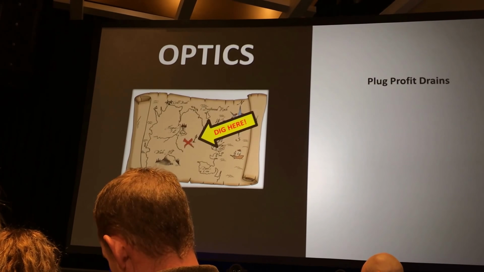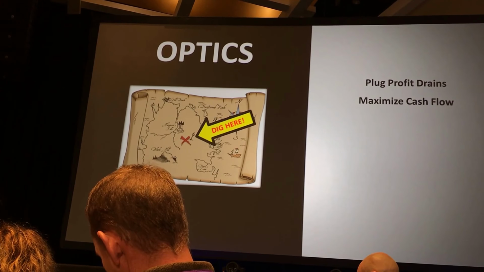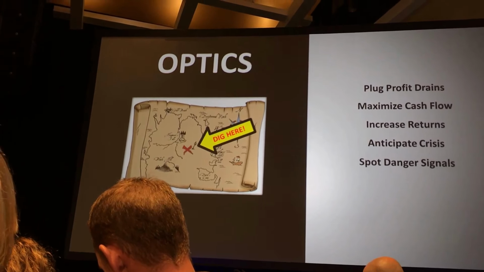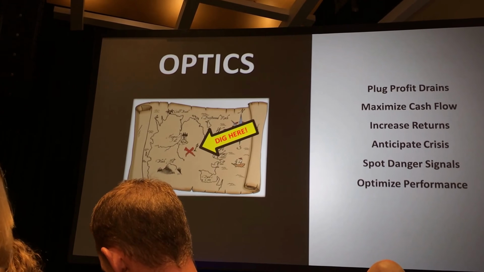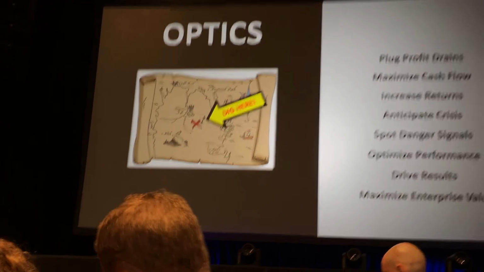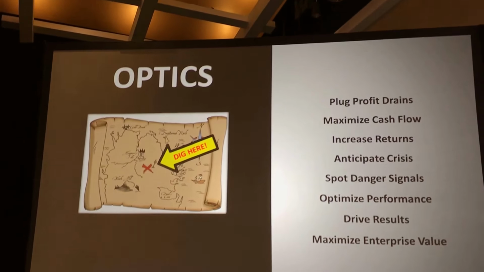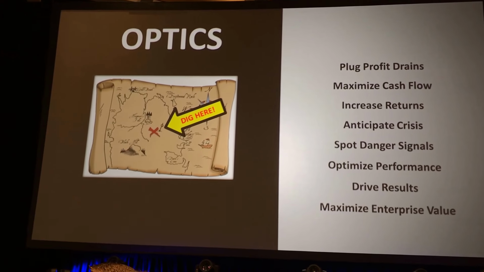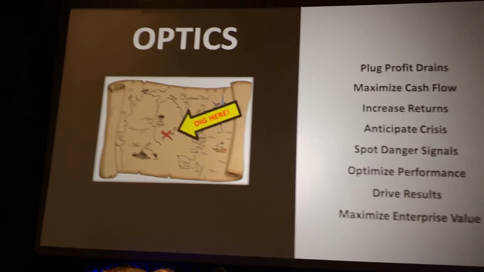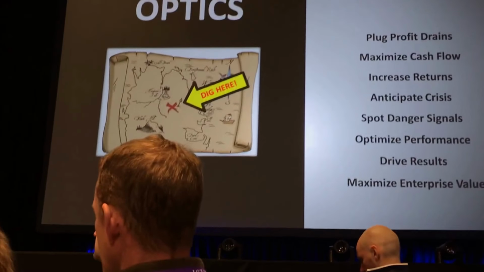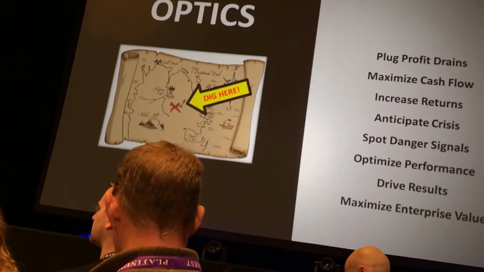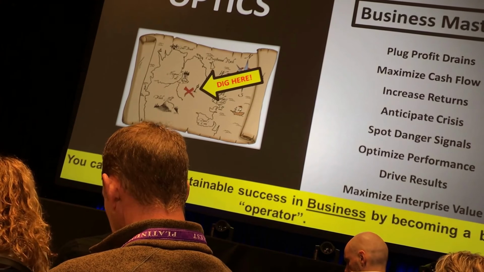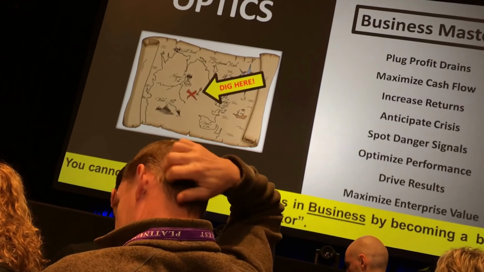And the reason you want to dig here is so that you can plug your profit drains and maximize your cash flow and increase your returns and anticipate crisis and spot danger signals and optimize performance and drive results and maximize the enterprise value. How do we maximize the enterprise value? How do we make sure that what we're creating is sustainable? How do we increase the predictability and the sustainability of the future stream of earnings? And that's what business mastery is.